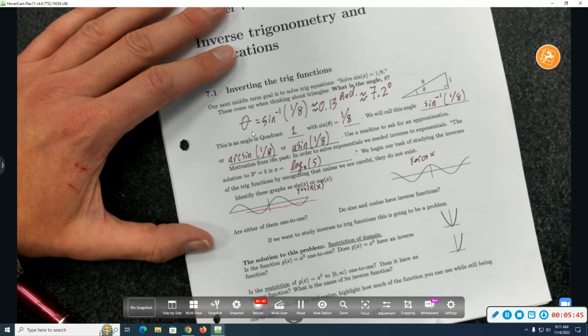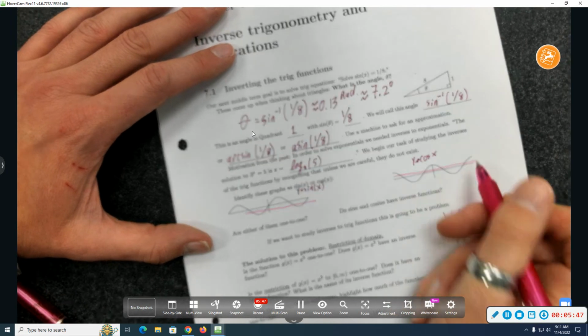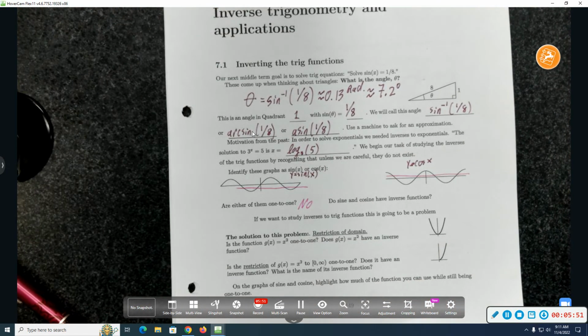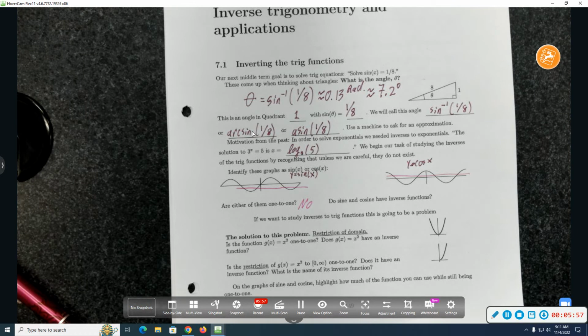And same thing with cosine. So these are very non-one-to-one functions. In fact, they're infinity-to-one functions. So that's really bad from the point of view of inverting. If you flip those over the line y equals x, you get a really tall squiggle. That fails the vertical line test. That's not a function.